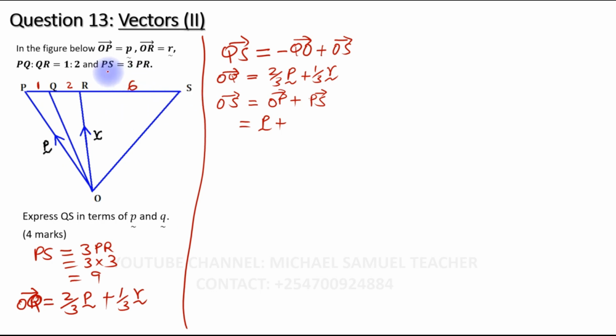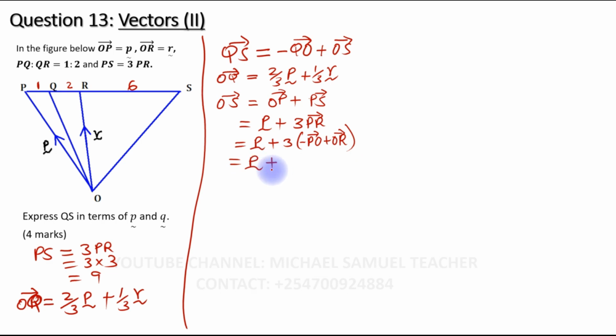From the information we have, PS is 3 of PR, and in our case we can get PR, so that will be 3, and PR is the same as PO, then OR. PO minus PO vector plus OR vector.